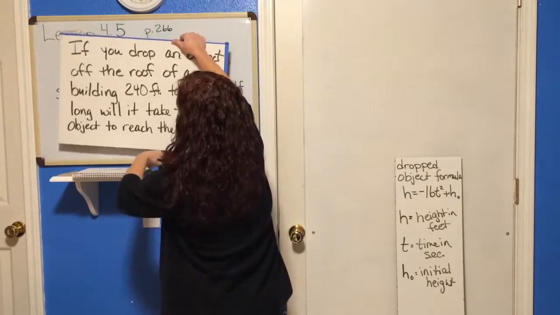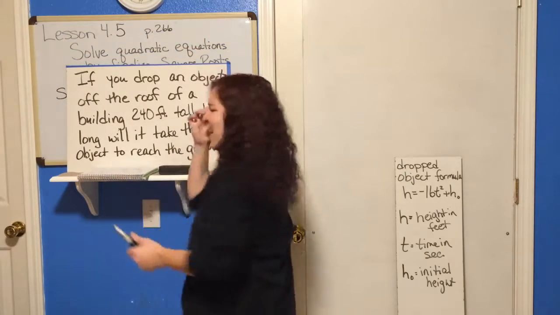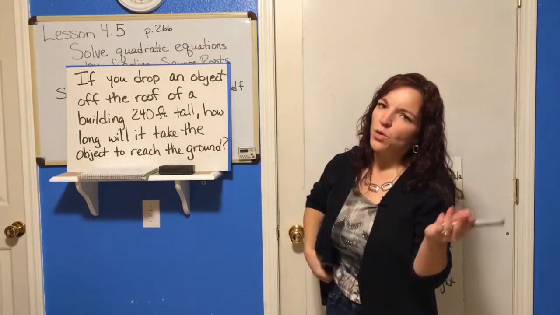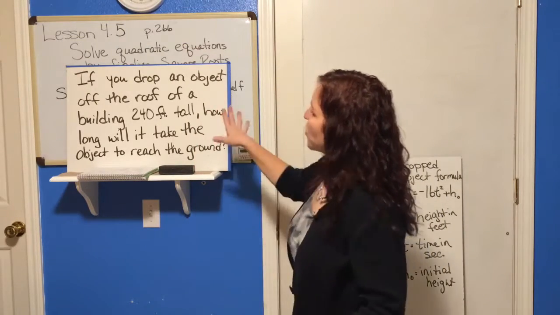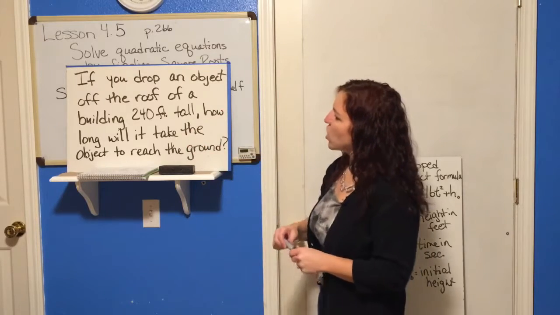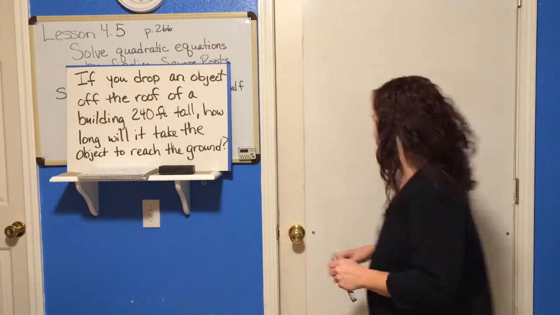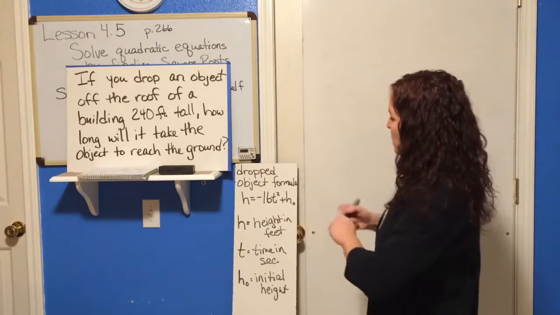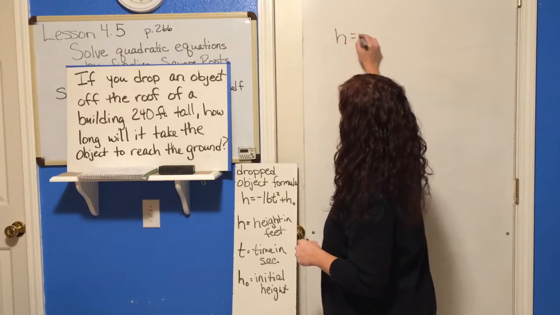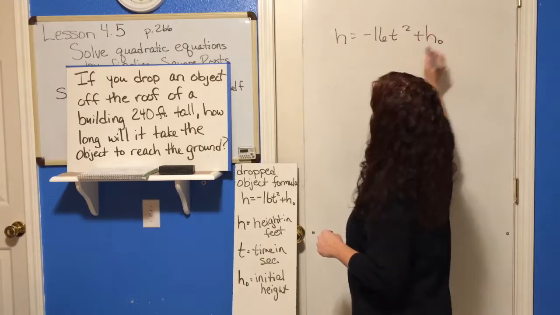All right, one thing you need to know about this dropped object formula, this only works on Earth. So if you go to the moon, sorry, this one's not going to work. If you drop an object off the roof of a building 240 feet tall, how long will it take the object to reach the ground? So we're going to use our formula. h equals negative 16t squared plus h sub 0.